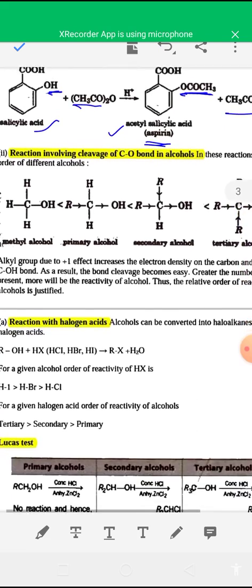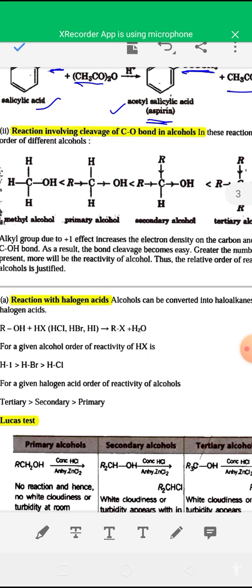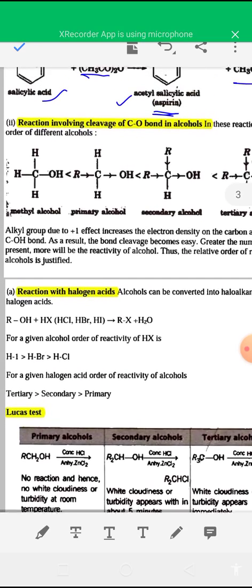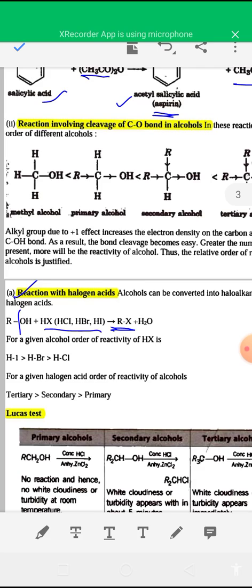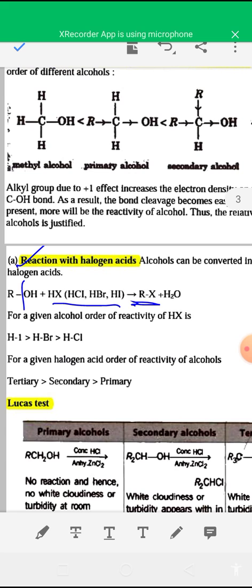Okay, now see reactions of alcohols involving the C-O bond of alcohols. The first type of reaction is reaction with halogen acid. When alcohol reacts with hydrogen halide like HCl, HBr, HI, the C-O bond will break and the OH group will be substituted by a halogen atom, giving RX.